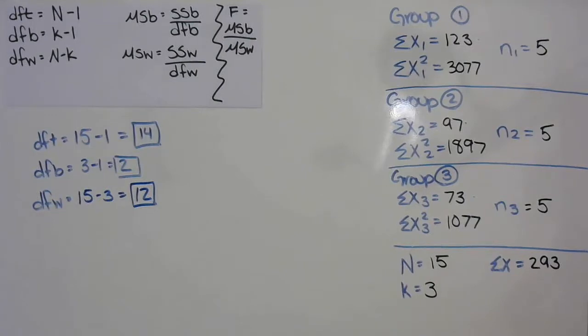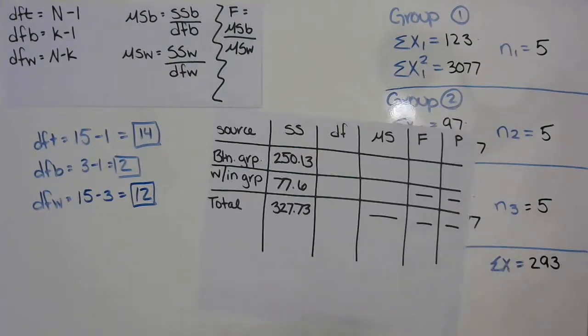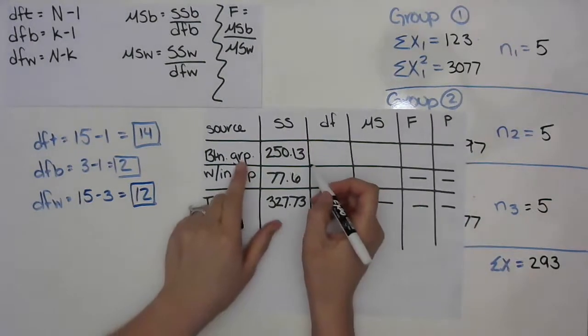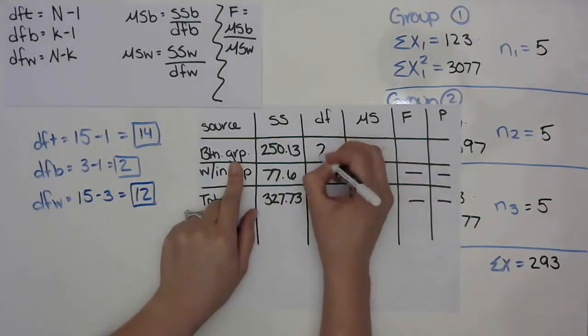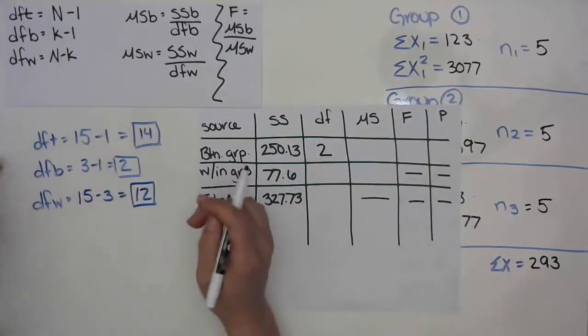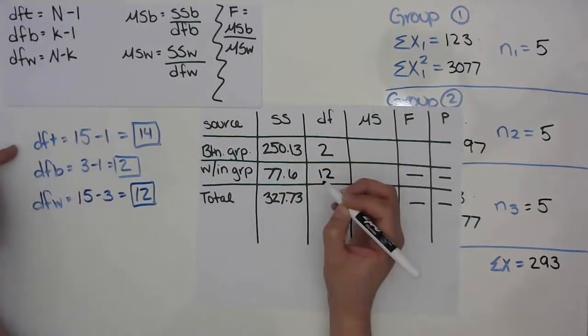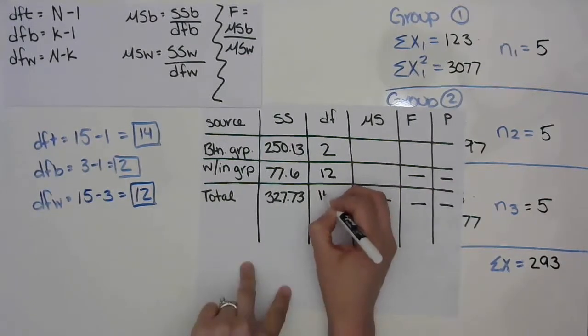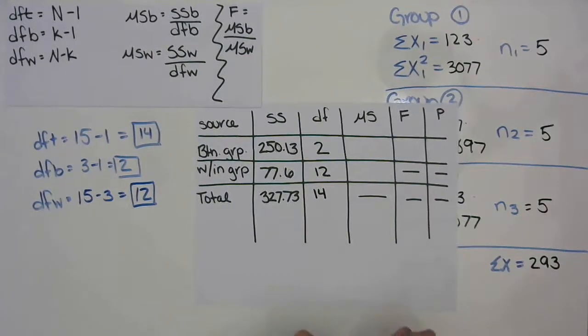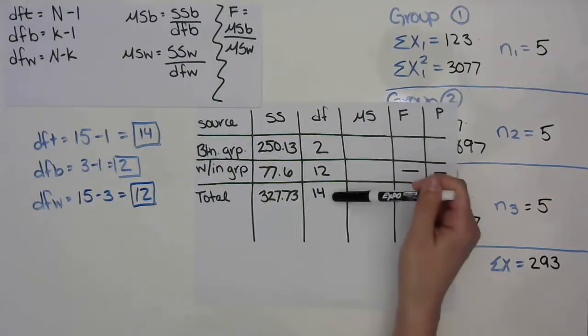Okay, so let's go ahead and write that on our table here. So we have the degrees of freedom between groups, which is 2. And then we have the degrees of freedom within groups of 12 and the degrees of freedom total, which is 14. And we can do exactly what we just did before to double check. 2 plus 12 equals 14.